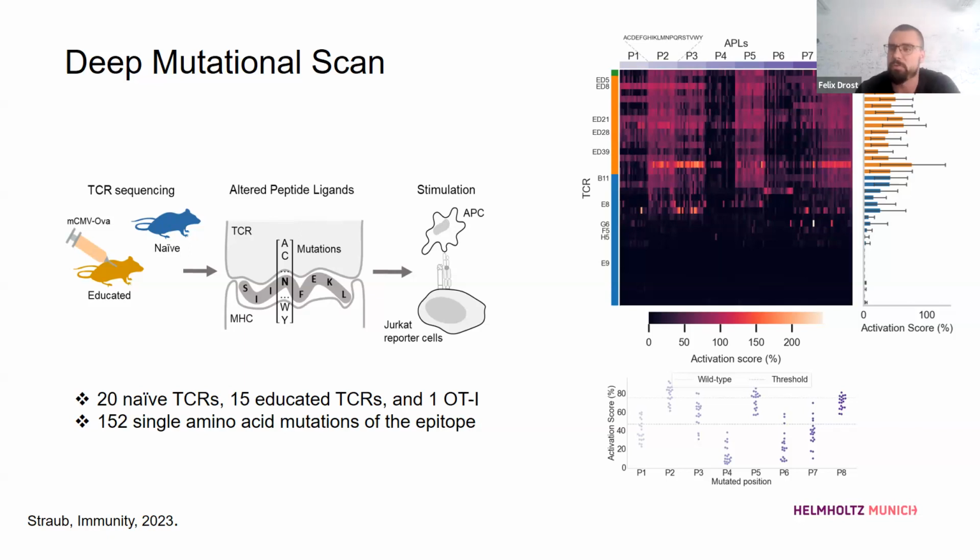If you would imagine, for example, a virus that mutates at some point, and a single mutation could actually lead to an epitope not being recognized anymore by a TCR repertoire that we have obtained by a prior vaccination or infection.